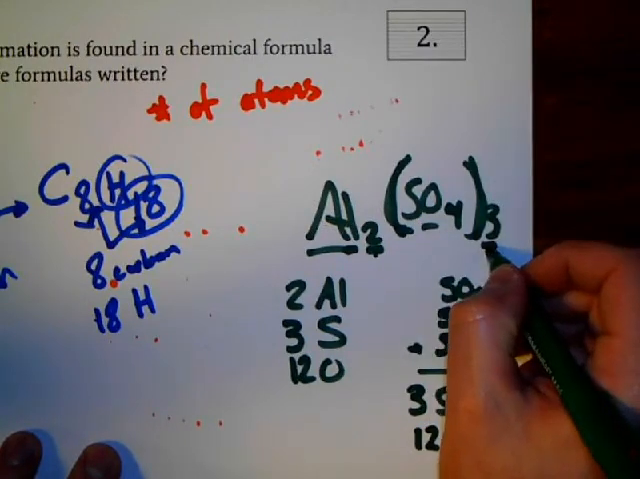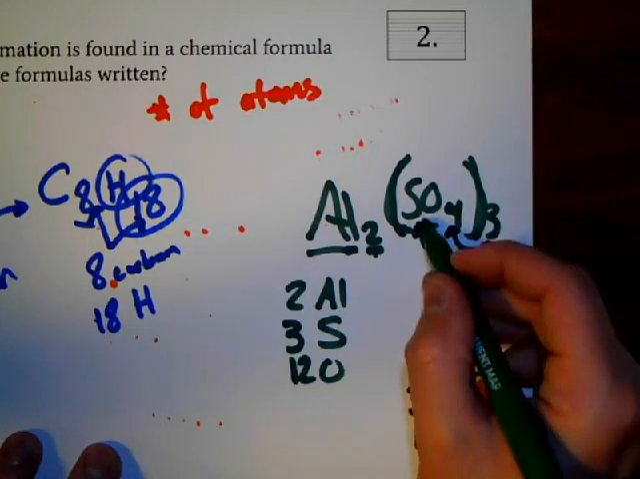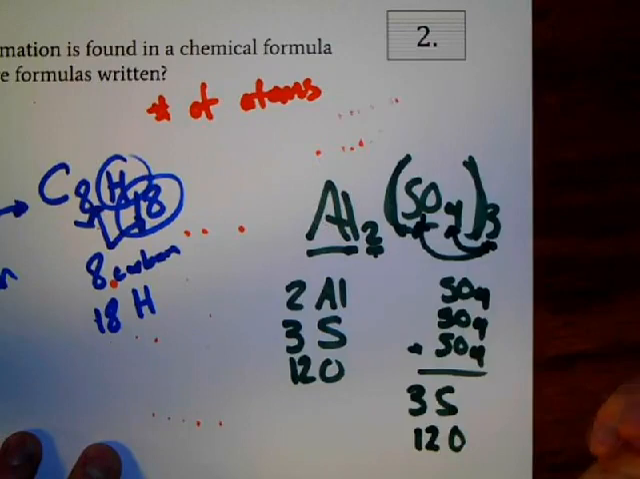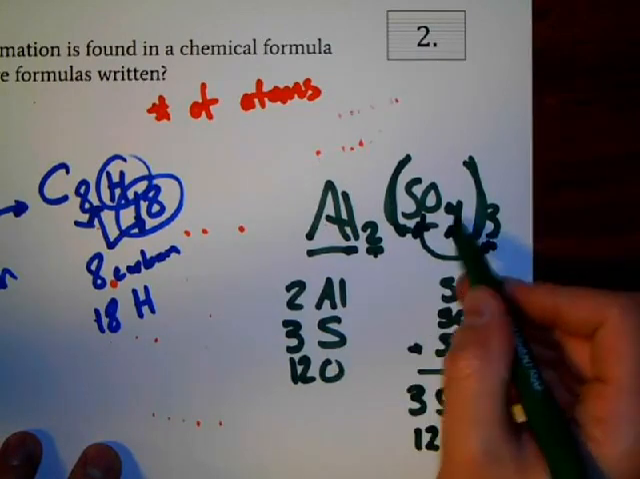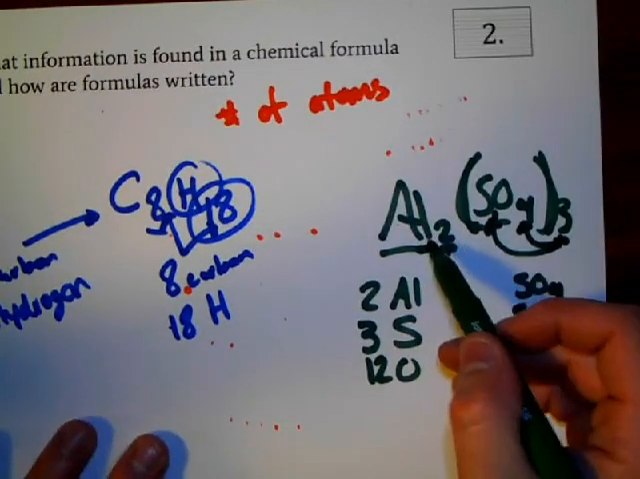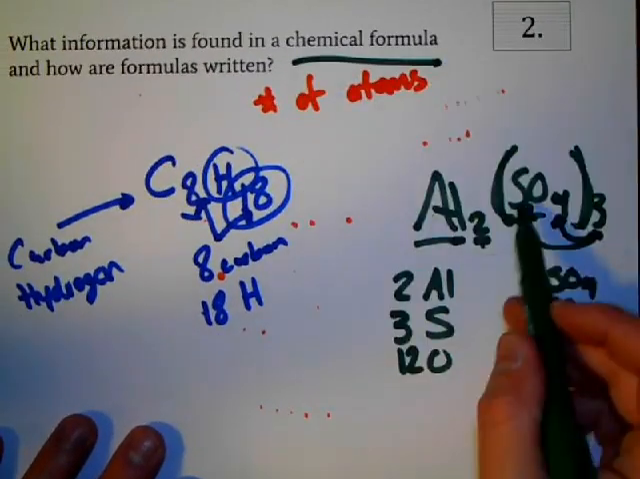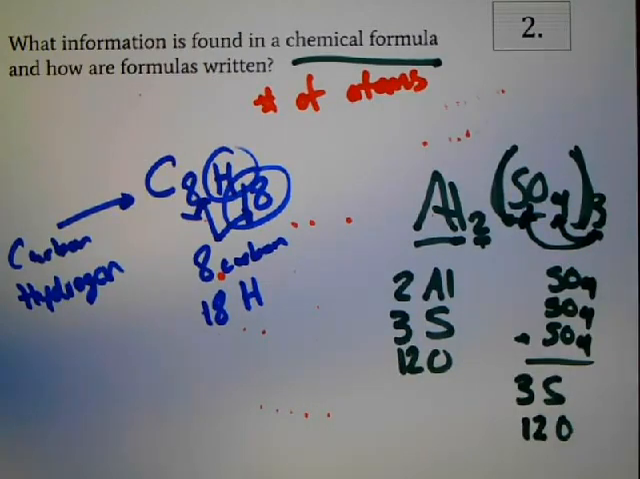You can also think of this subscript as being distributed out this way, and we just multiply each one. 3 times, if I don't see a number, it's number 1. 3 times 1 is 3. 3 times 4 is 12. So we can find the number of atoms, and we can also find what types of atoms there are based on the chemical formula, whether there be parentheses or not.